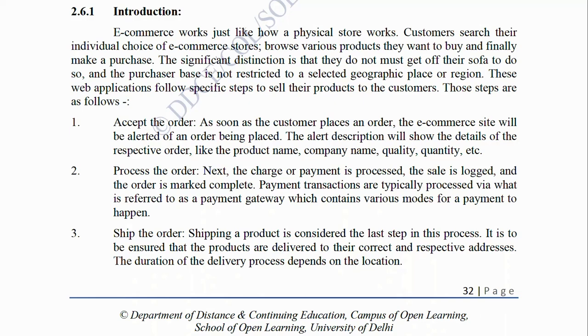Number 2. Process the order. Next, the charge or payment is processed, the sale is logged, and the order is marked complete. Payment transactions are typically processed via what is referred to as a payment gateway, which contains various modes for a payment to happen. Point number 3. Ship the order. Shipping a product is considered the last step in this process. It is to be ensured that the products are delivered to their correct and respective addresses. The duration of the delivery process depends on the location.